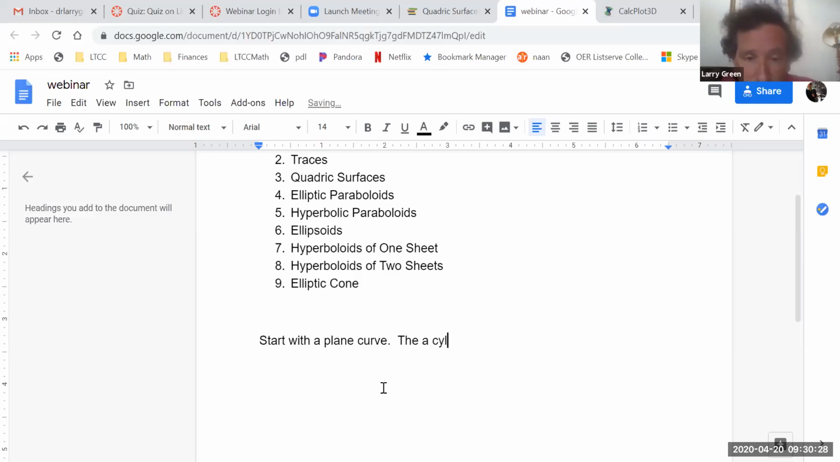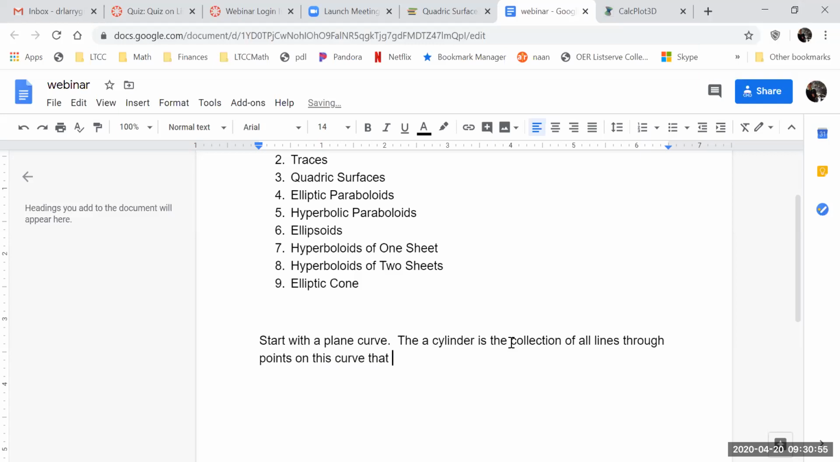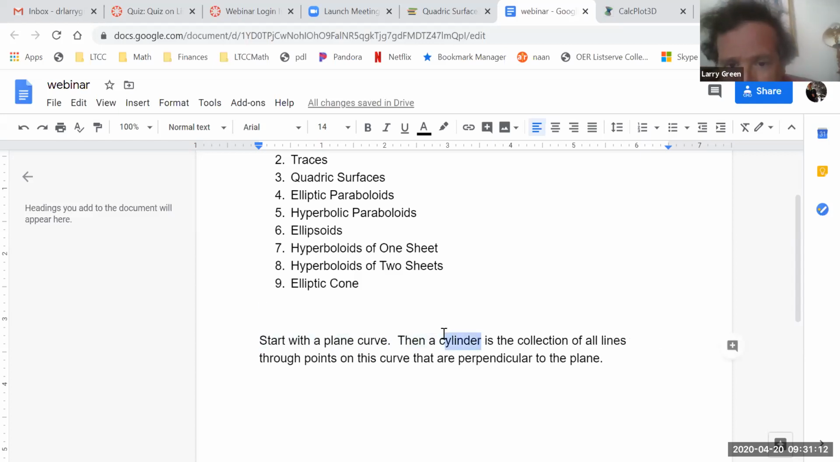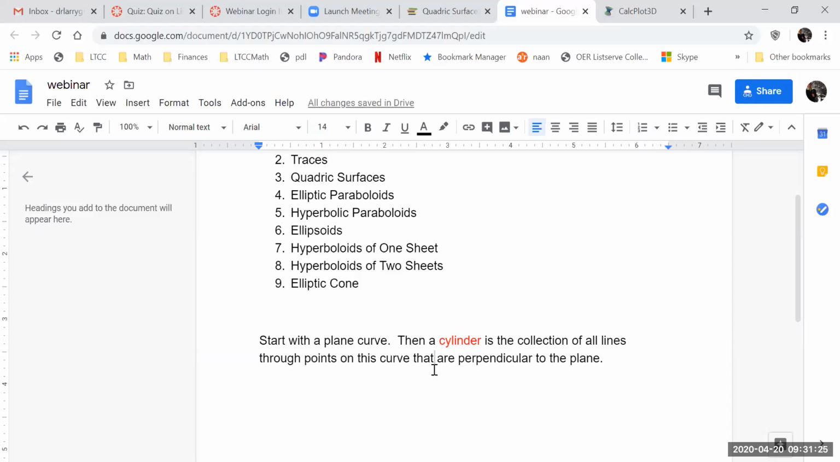Okay, then a cylinder is the collection of all lines through points on this curve that are perpendicular to the plane. Any questions? Let me highlight cylinder, because this is the definition of a cylinder. So I should emphasize that that's what I just did. There we go. Any questions on what a cylinder is? Okay, so that's what a cylinder is.